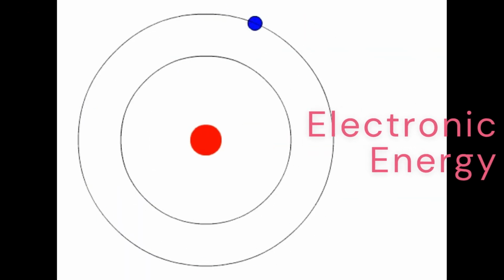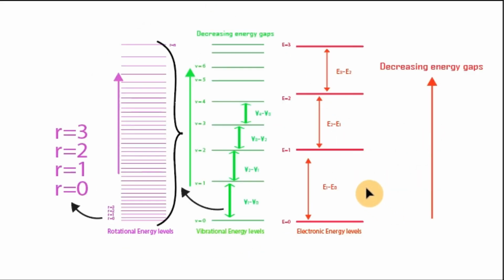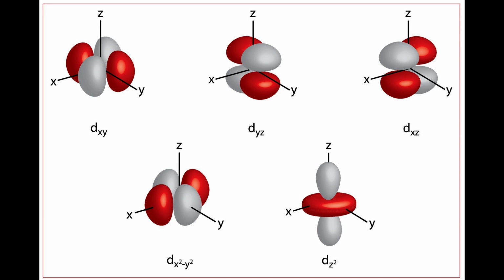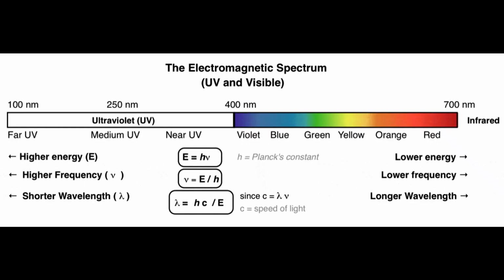Electronic energy. Electronic energy is the energy associated with electrons. There are several molecular orbitals in a molecule. These molecular orbitals can be bonding or anti-bonding. The electron can occupy any of these orbitals depending on the energy it has. The gaps between the electronic energy levels fall in the UV visible region in the EM spectrum, that is from 100 nanometer to 700 nanometer.